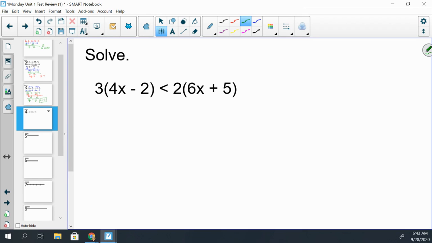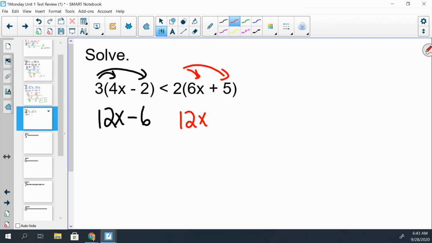All right, here's those parentheses again. So I need to distribute. Okay, distribute on both. I've got 12x minus the 6. Okay, on this one, I'm going to distribute as well. So I have 12x plus 10. It's an inequality, so I'll keep that symbol in between.